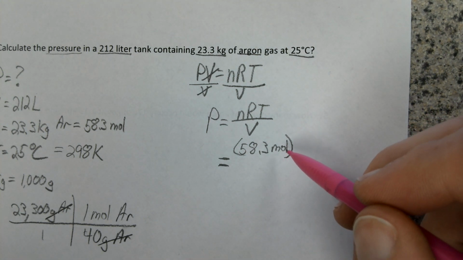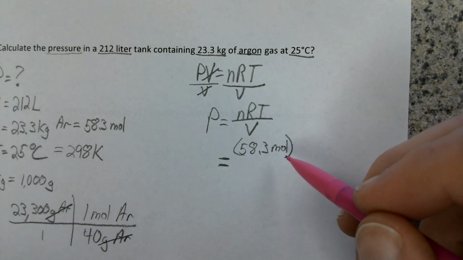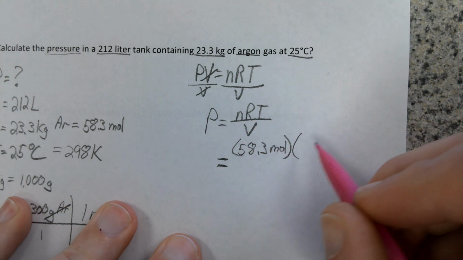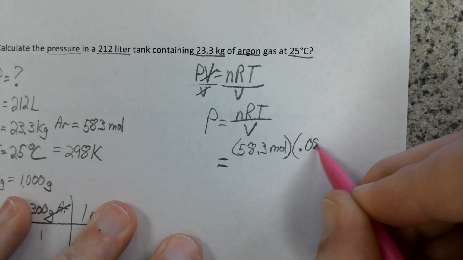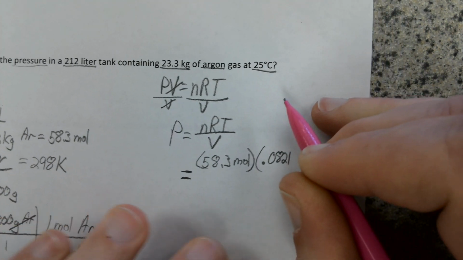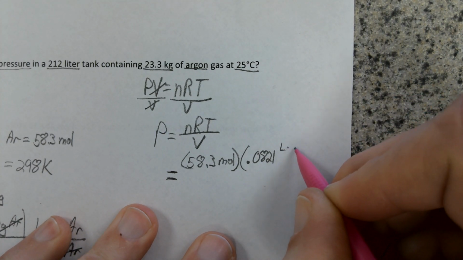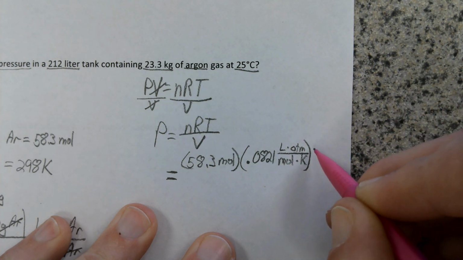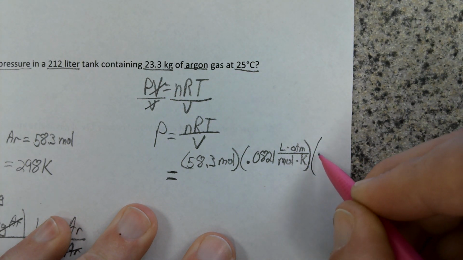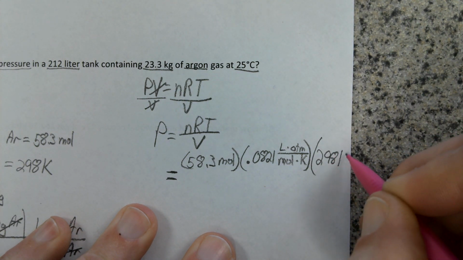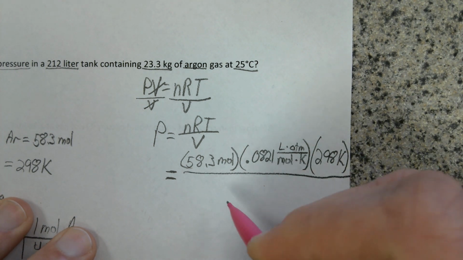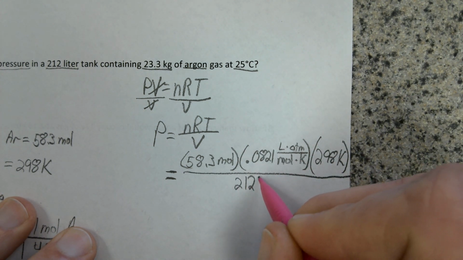So like I said, you don't have to show me the units on all of them, but you do need to at least show me the number you're multiplying here. Next is our R. R is 0.0821. That was given on the first page, and that is in liter atmospheres over mole Kelvin. And then finally our temperature we calculated to be 298 Kelvin. And on bottom, our volume was given at 212 liters.